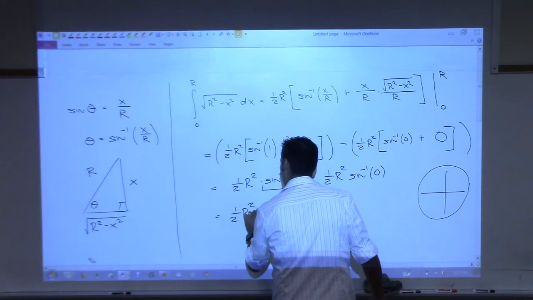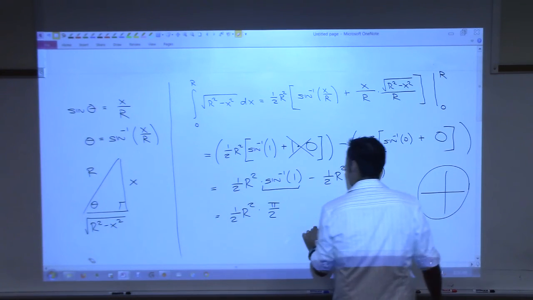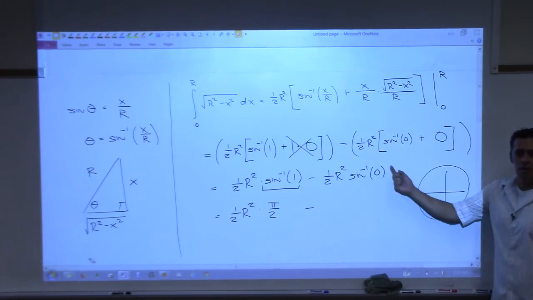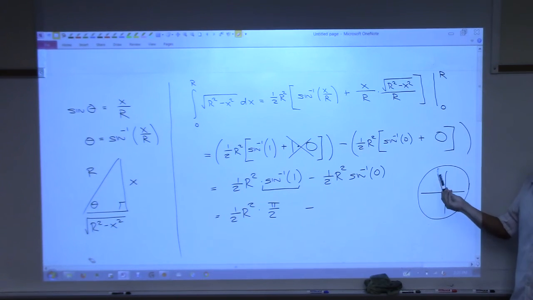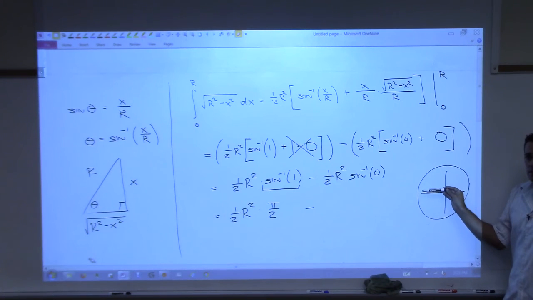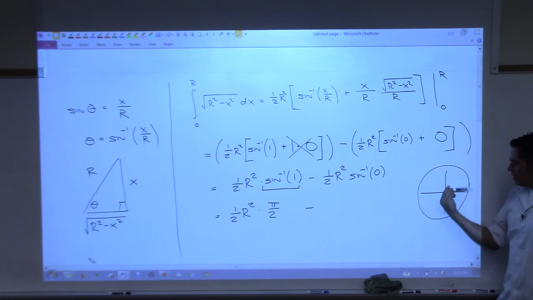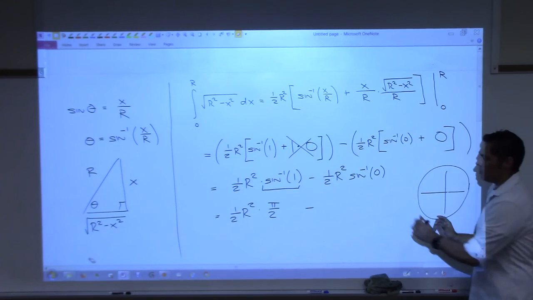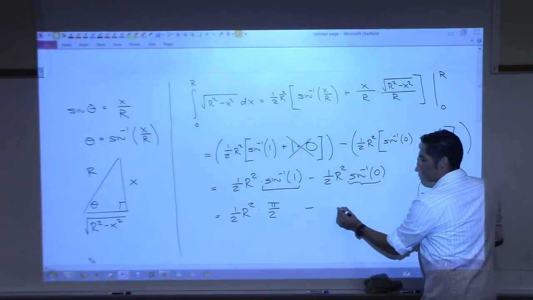1/2 r squared times pi over 2 minus, now arc sine of 0 is saying at what angle is your y coordinate 0? Here, right? Why not over here? Domain restrictions on arc sine. You can't look over here, right? Arc sine, you can only look between negative pi over 2 and pi over 2. So we have to be at an angle of 0 here. So this is 0, which kills everything over here.